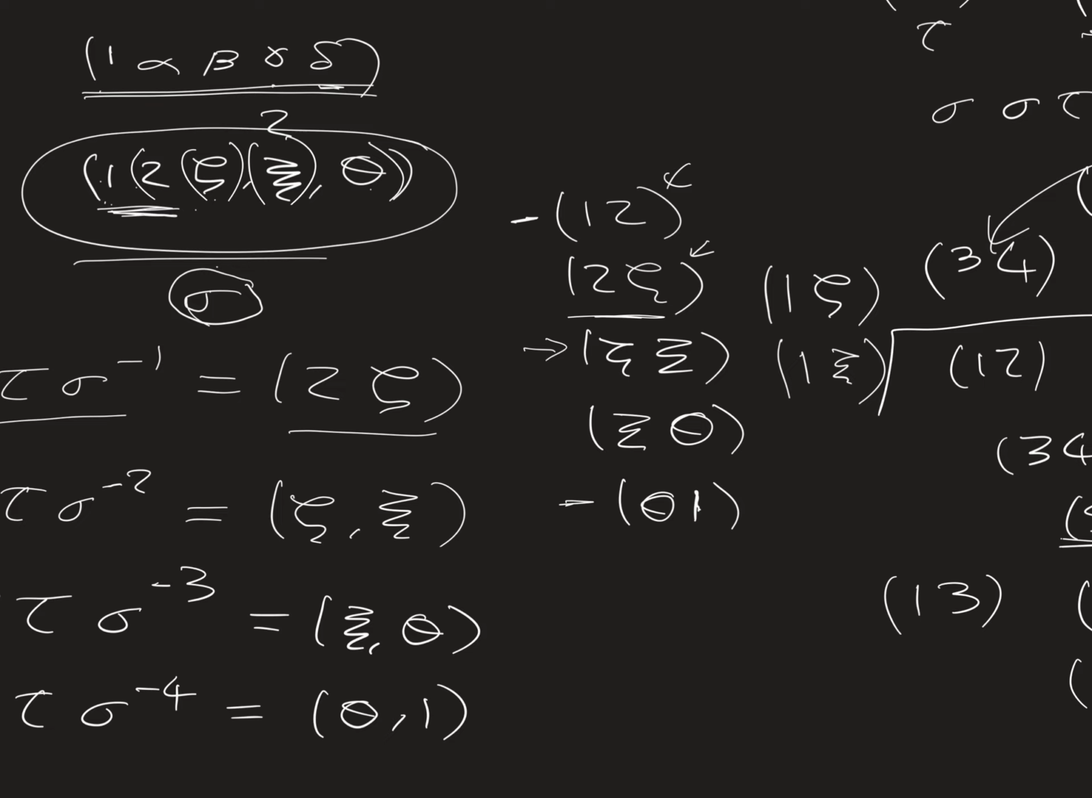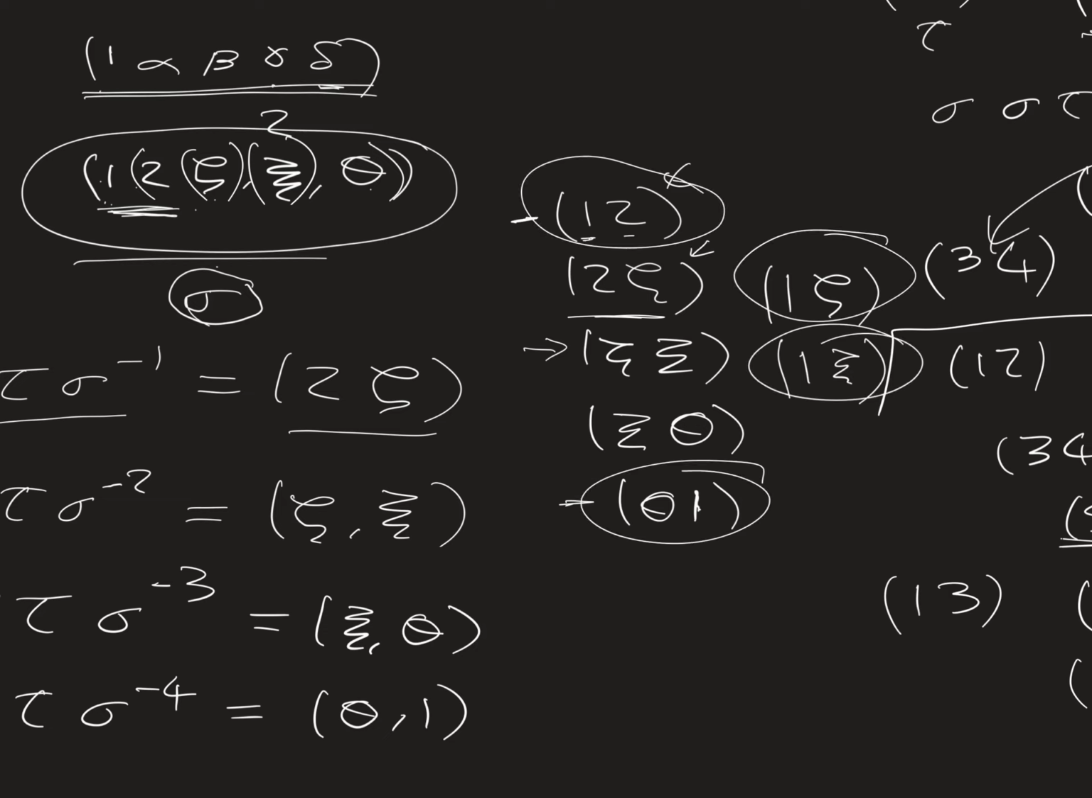So I've already got 1 theta. Oh, I thought there were 5, but actually there's only 4, isn't there? Because you've fixed 1, and then there's only 4 things that you can put in. So there we are. I've now got all transpositions involving 1. There's only 4 of them.